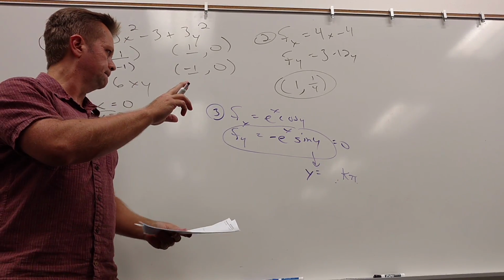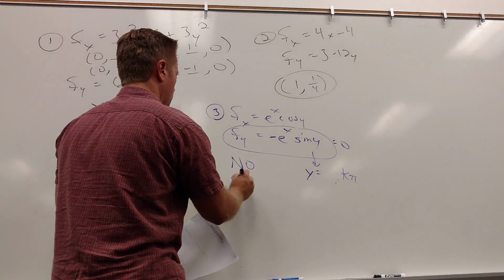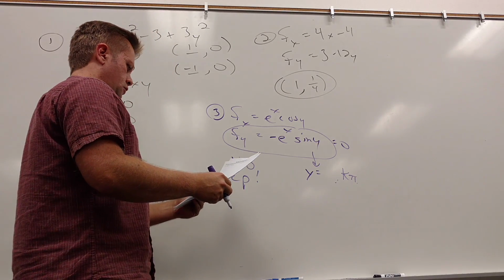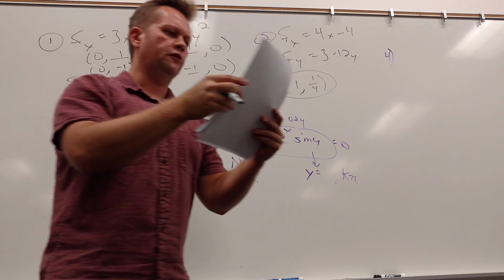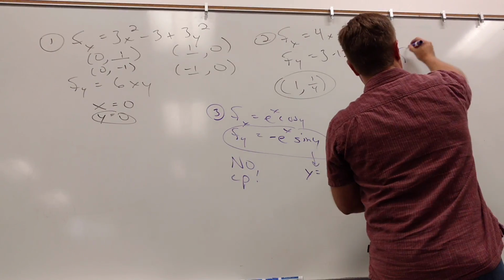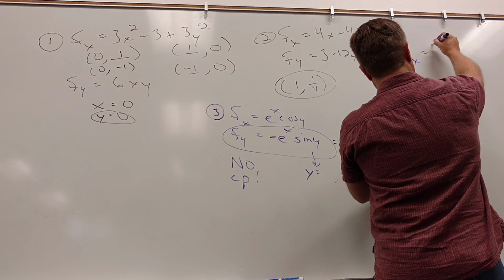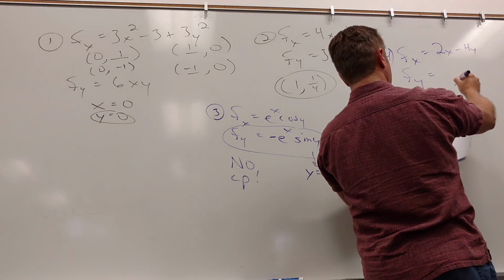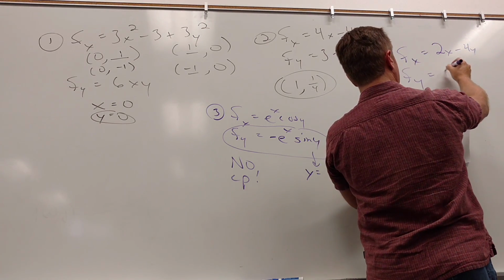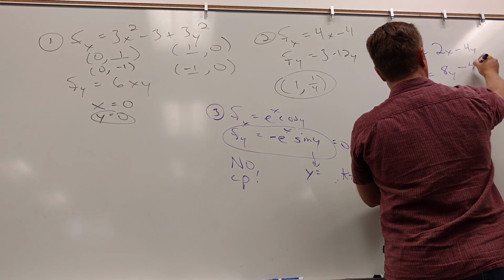Okay, I like it. So here there are no critical points. And you saw that back in Math 180, if you think about it. Number 4, fx is what? 2x minus 4y. I love this one. fy is 8y minus 4y.